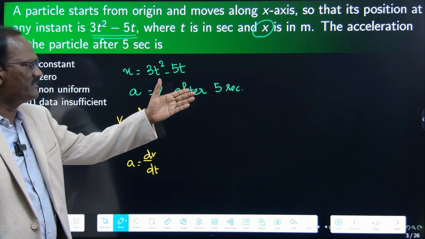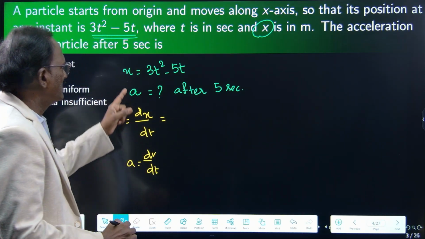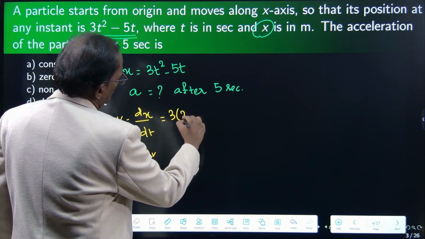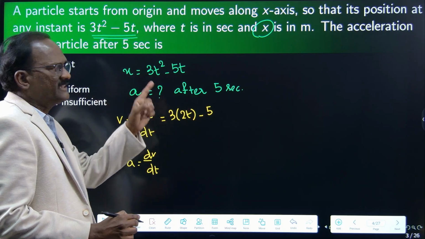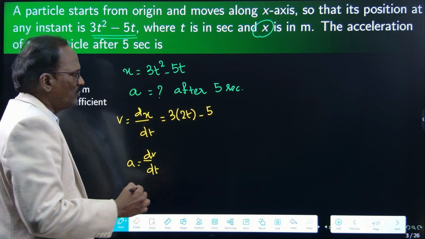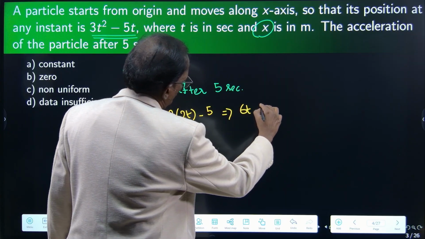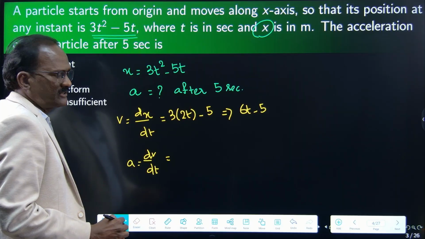a is equal to what after 5 seconds, that is the question, right? v is equal to dx by dt. 3 is constant, 3 into 2t, minus 5 is constant, differentiation of t with respect to t is 1. So this will be 6t minus 5. Then differentiation of velocity with respect to time.